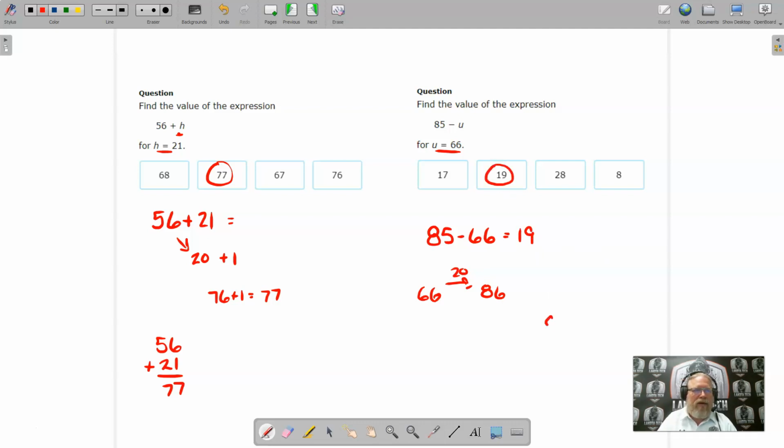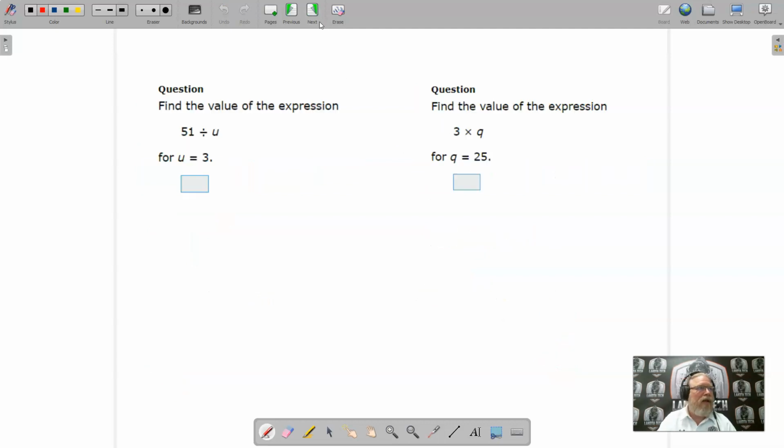Or if you wanted to, you could go ahead and stack these. 85 minus 66. We're going to borrow one, making this 15. And 15 minus 6 is 9, and 7 minus 6 is 1, and we would get the same 19. After a while on this activity, it's going to go from multiple choice to where you actually have to type in the answer. So let's go ahead and do that.